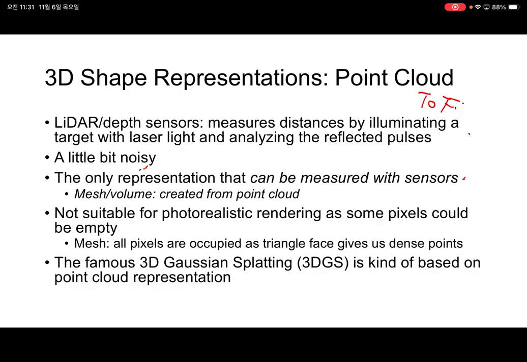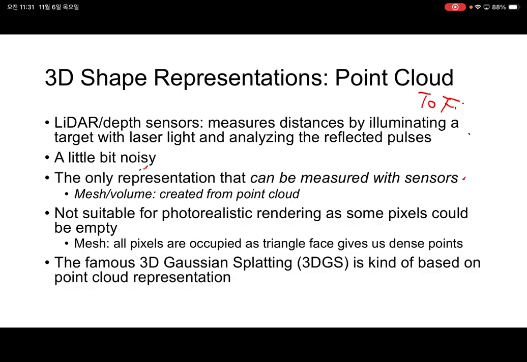As I said, mesh is obtained from point cloud. We cannot get mesh from a sensor. There is no sensor that directly measures meshes. There is no sensor that directly measures volume. Point cloud is the only representation that can be measured with sensors. So if we have a sensor, then we get a point cloud from the sensor, and then we can convert that point cloud to mesh or volume depending on your preference.